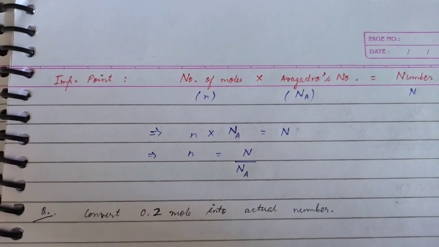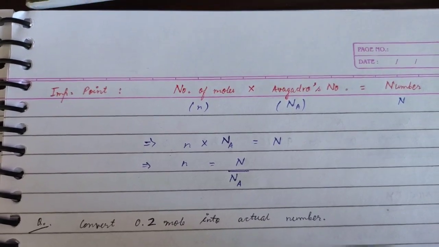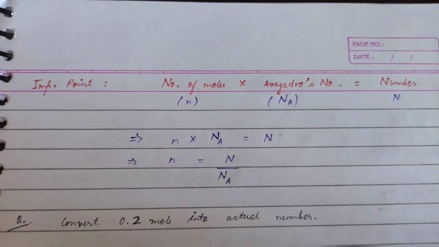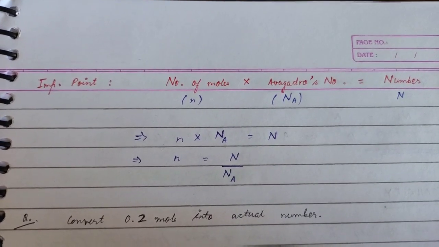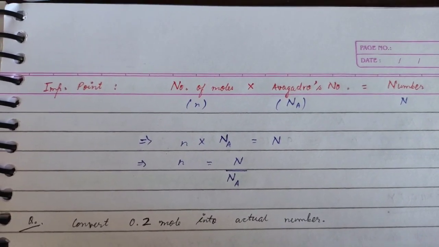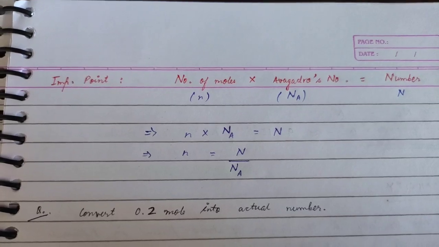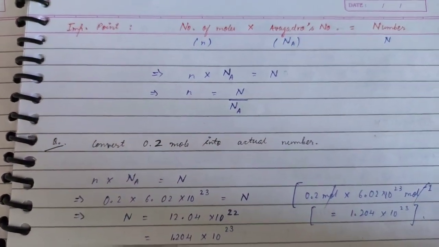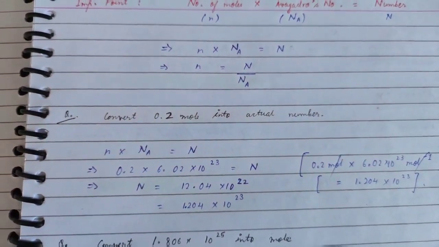n into Na is equal to N. So here n is the number of moles into Avogadro's number, which is a constant, and the value is 6.02 into 10 to the power 23. So 0.2 into 6.02 into 10 to the power 23 gives us 1.204 into 10 to the power 23.